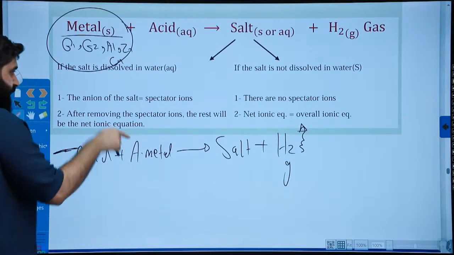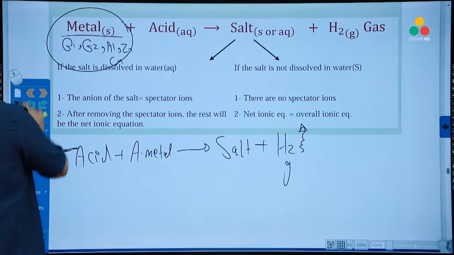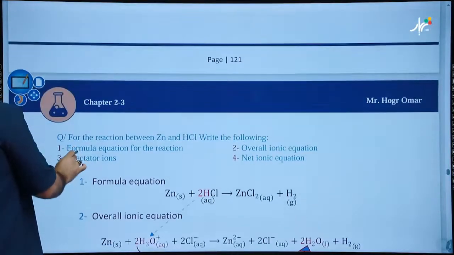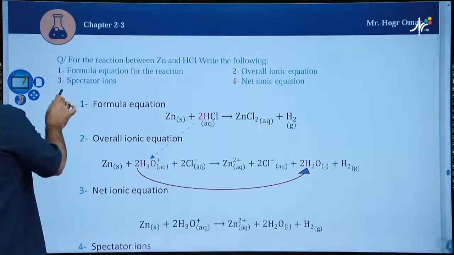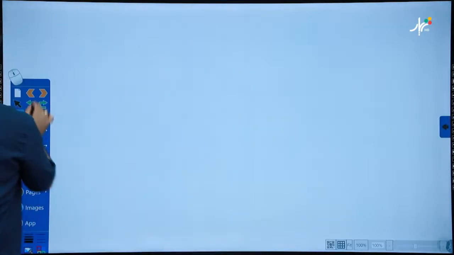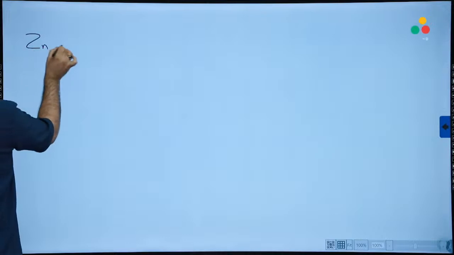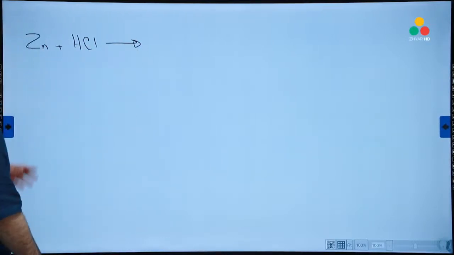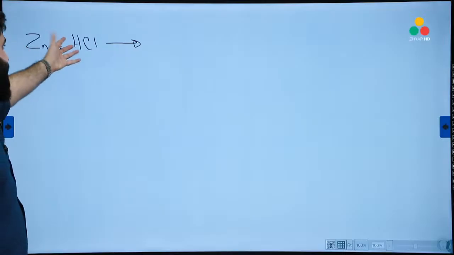Example: the reaction between Zn and HCl. This is the reaction between an active metal and an acid.